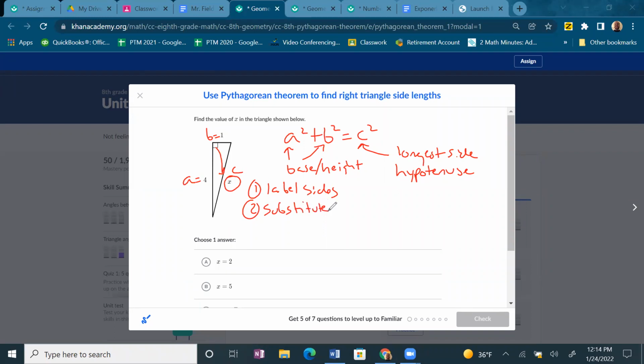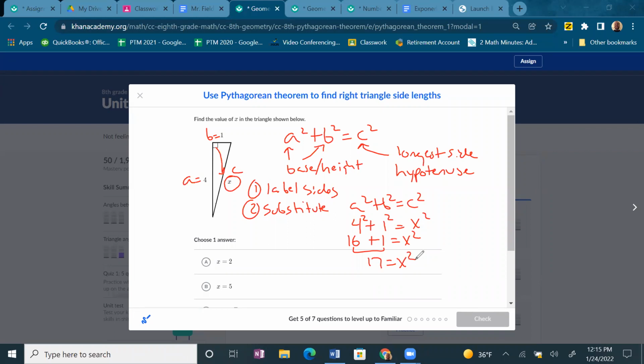So that's going to look like this. We know that a squared plus b squared equals c squared. But now we know a is 4, b is 1, and c is our variable. Then we're just going to use our order of operations. So we have to square the 4 and the 1. So that's 16. Then we're going to add the 16 and the 1 together.